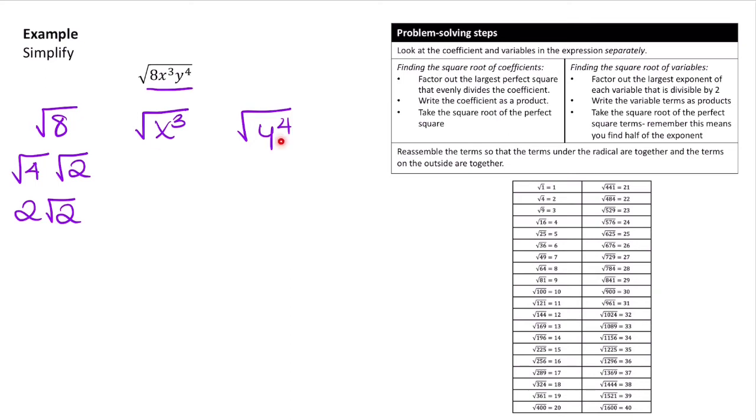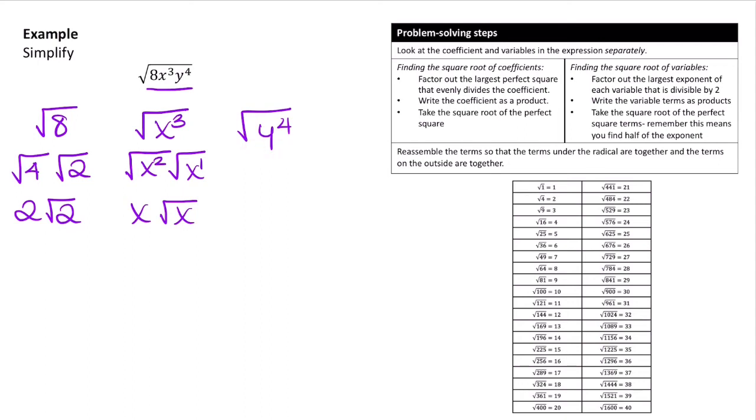Now I just have some variable terms, so I'm going to use the strategies over here. To find the square root of variables, I'm going to look at my exponent. 3 is not divisible by 2, so I'm figuring out the next biggest number that is divisible by 2. Well, that's just going to be 2, right? So I can rewrite this as x squared times x to the 1, right? So remember, I used that product property because 2 plus 1 is 3. Well, now this x squared term, I can take the square root of it because that's just going to be half of the exponent. So that's just going to be x to the 1, or you can just write it as x. And the square root of x is just going to stay under the square root, okay?